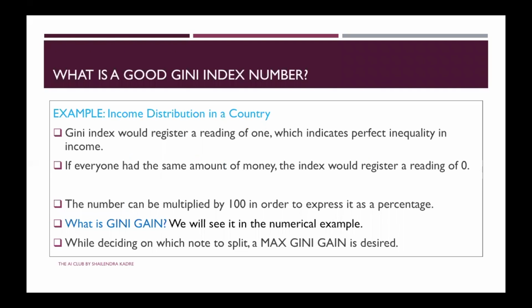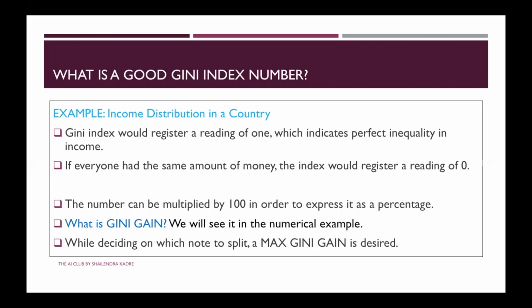So what is a good Gini index number? Let us take a use case of income distribution in a country. In a country like India, there will be a high range of income distribution. There are some people who are Asia's richest people, while there are some people below the poverty line. Also, a large number of people below the poverty line exist in India.